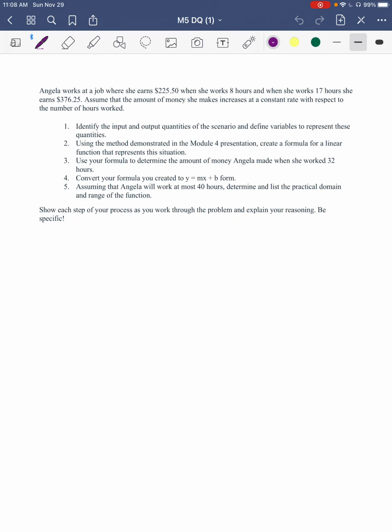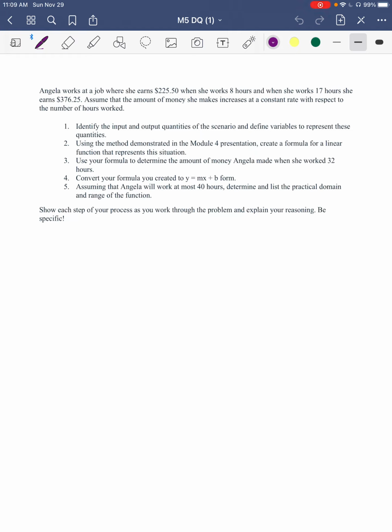Hey guys, I just wanted to talk about the Module 5 DQ, just to make sure you were able to hear me talk through the solution. So the problem again, just to remind you, says Angela works at a job where she earns $225.50 when she works 8 hours, and when she works 17 hours, she earns $376.25. Assume the amount of money she makes increases at a constant rate with respect to the number of hours worked.